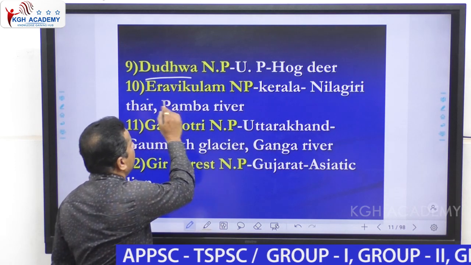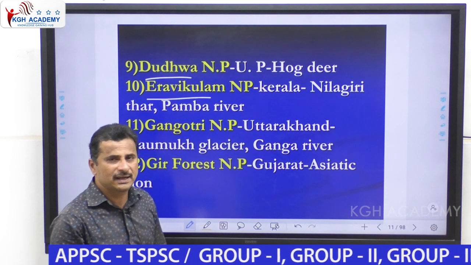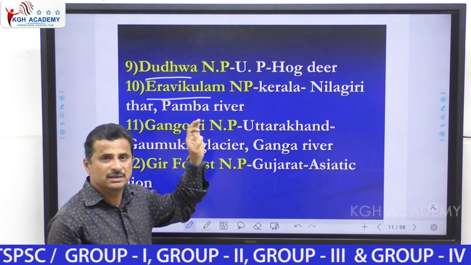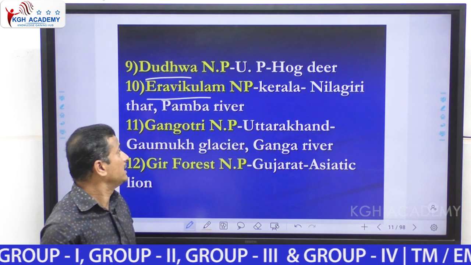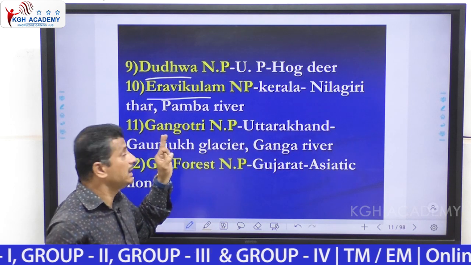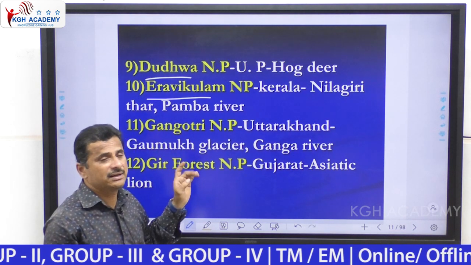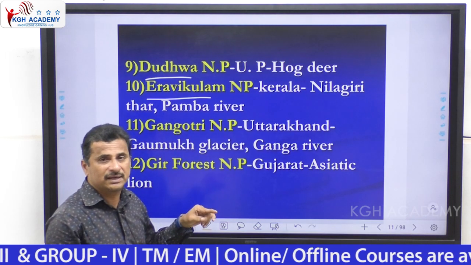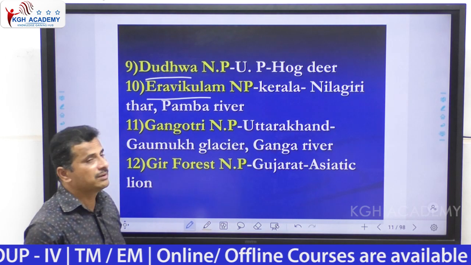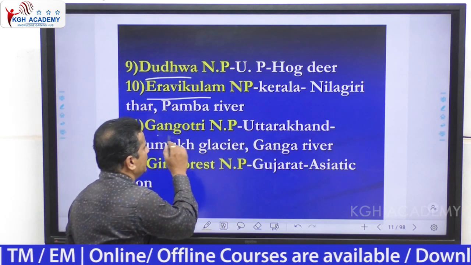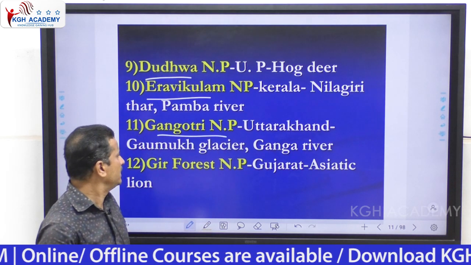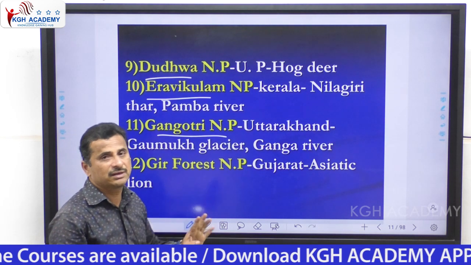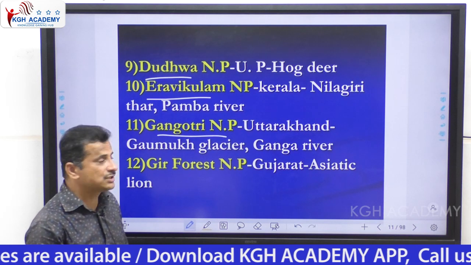Next, Eravikulam National Park, Kerala. The Nilgiri tahr is the main animal, and the Pamba River is a part of this Eravikulam National Park. Next, Gangotri National Park, Uttarakhand. Here the Gaumukh Glacier is present, and the Ganga River flows through this Gangotri National Park.